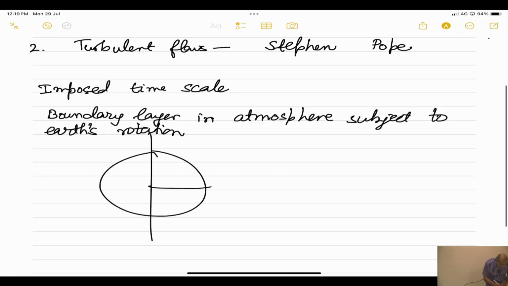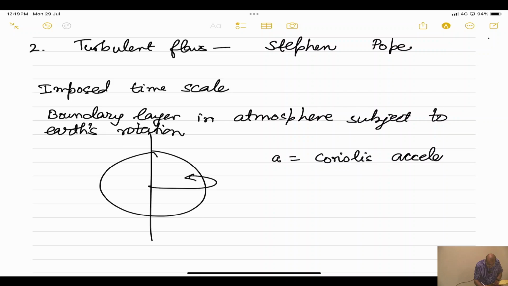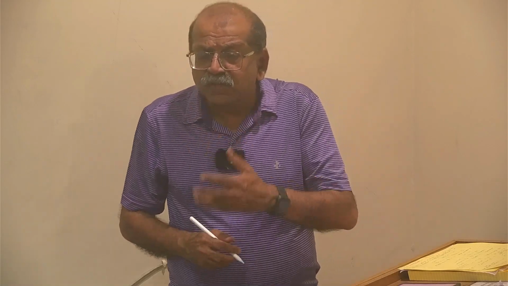So it's basically Earth's rotation. And here, when we talk of Earth's rotation, the major effect which comes in, the acceleration which comes in, is because of the Coriolis effect, and this is equal to 2 omega cross V relative. What is omega? Omega is the rate with which the earth is spinning. What is V relative? The relative velocity of air compared to the surface of the earth.